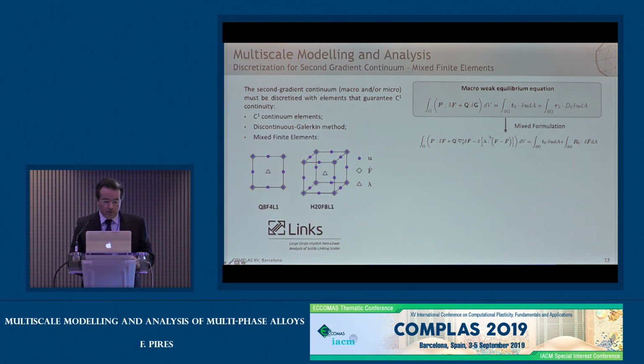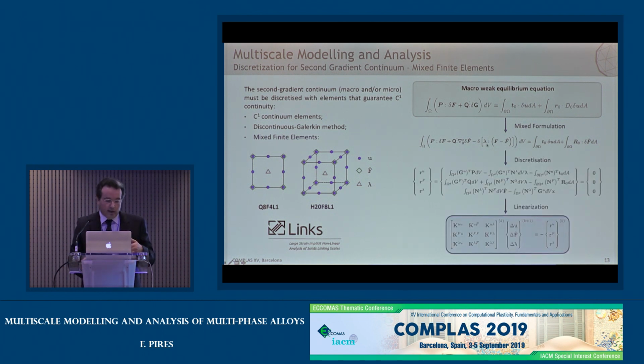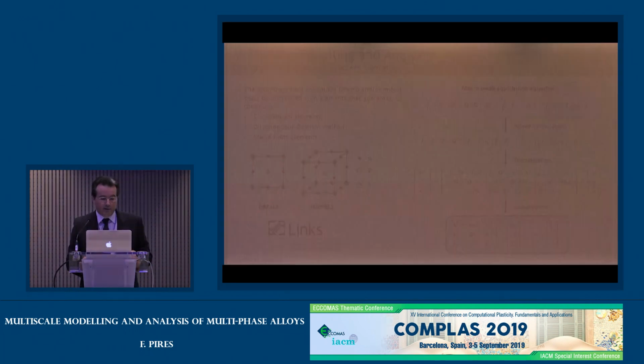We are using a mixed formulation where the compatibility between the two deformation gradients is enforced by a Lagrange multiplier, and then we discretize the problem and finally consistently linearize it in order to use the Newton-Raphson method. And with this, we have the macroscopic equilibrium problem completely defined.